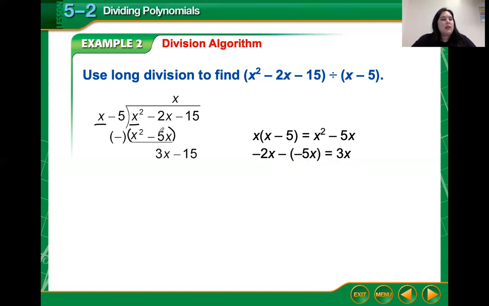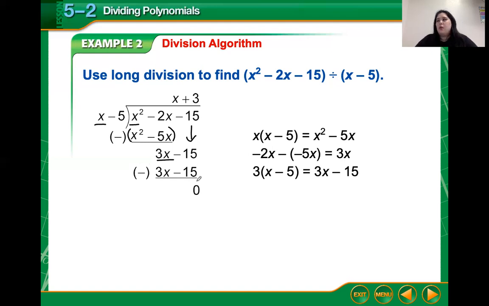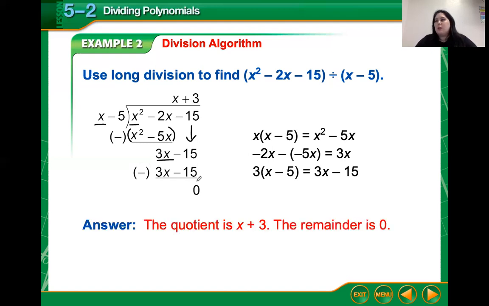By subtracting, we get 3x, and then we bring down 15. So we have 3x minus 15. Now the question is, x times what is 3x? Well, x times 3 is 3x. So I'm going to multiply 3 by x minus 5, and subtract, and we get 0. So x squared minus 2x minus 15 divided by x minus 5 is x plus 3 with a remainder of 0. So it goes in perfectly.